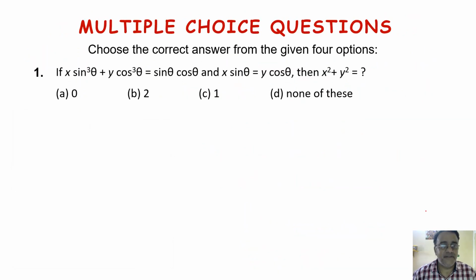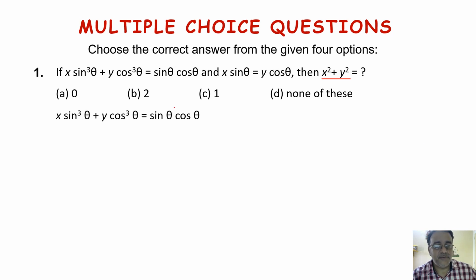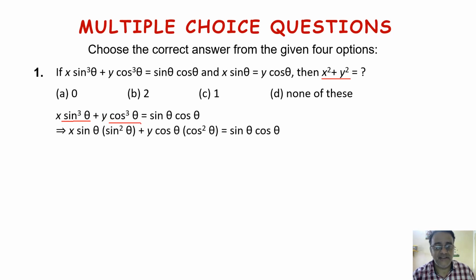Question number 1: if x sin cube theta plus y cos cube theta is equal to sin theta cos theta, and x sin theta is equal to y cos theta, then we have to find the value of this. Accordingly, we have to select the correct answer. So x sin cube theta plus y cos cube theta is equal to sin theta cos theta is given. Now what we will do, we will take one sin theta from sin cube theta and one cos theta from cos cube theta. So we'll get this step.